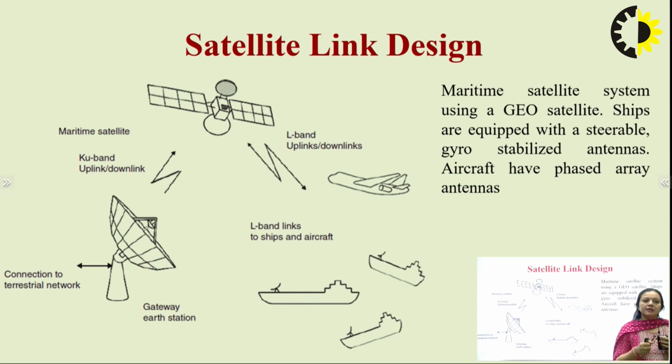This picture illustrates the maritime satellite system using a geostationary satellite. First, you can see I have the gateway Earth station. It will first transmit the information to the satellite. This link we call the uplink. Then the satellite will transmit the information back to the ground, to your ship or your aircraft. This gateway Earth station already has a connection to your terrestrial network.